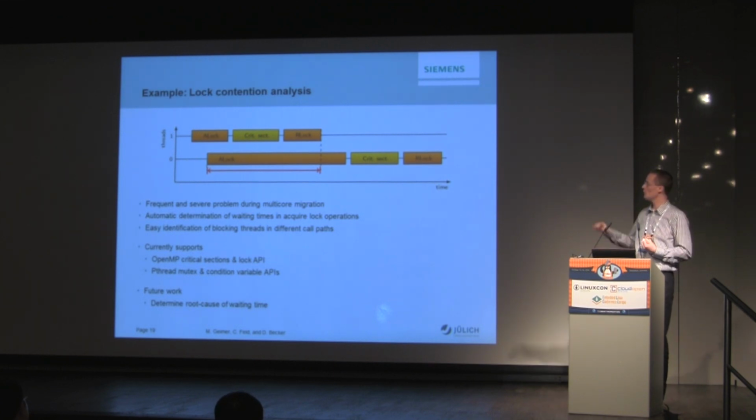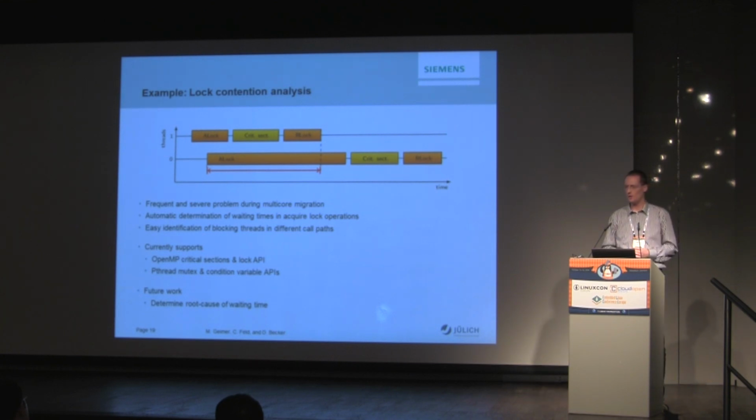So which operation on thread 1 in this example delayed the process so that thread 0 had to wait in the acquire lock. We already have such an analysis running for MPI, and we want to extend it to the multi-threaded paradigms. Our prototype currently supports OpenMP and the pthread mutex and condition variable APIs.